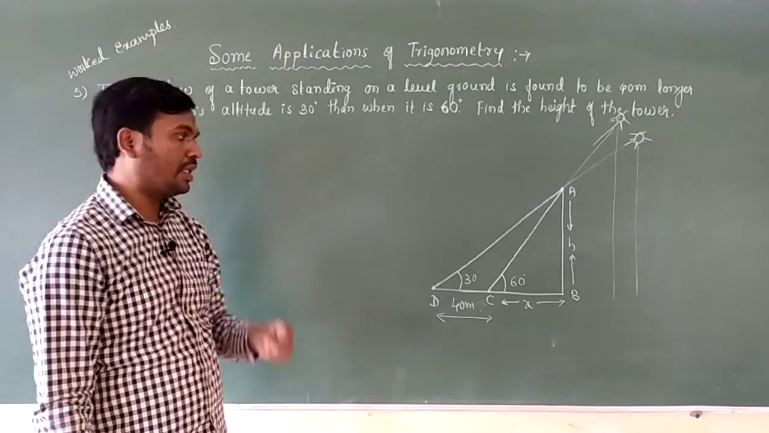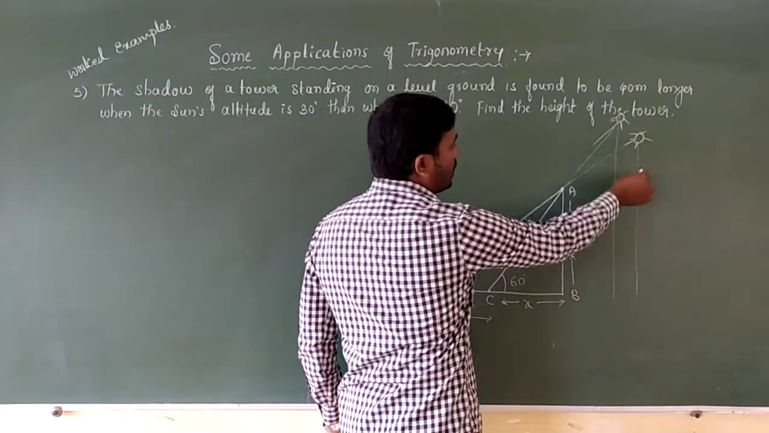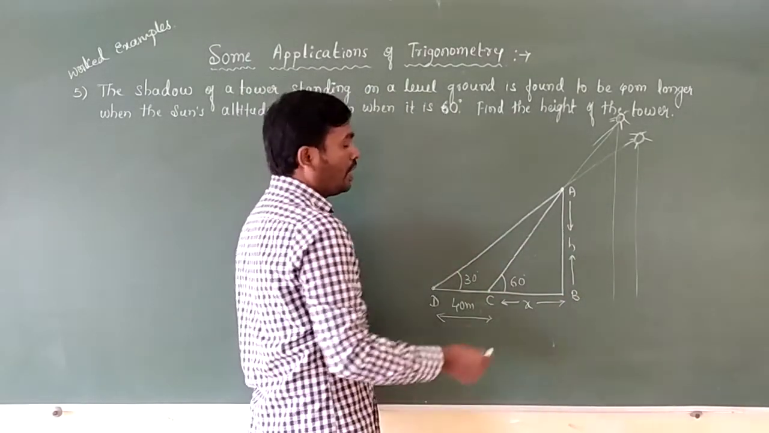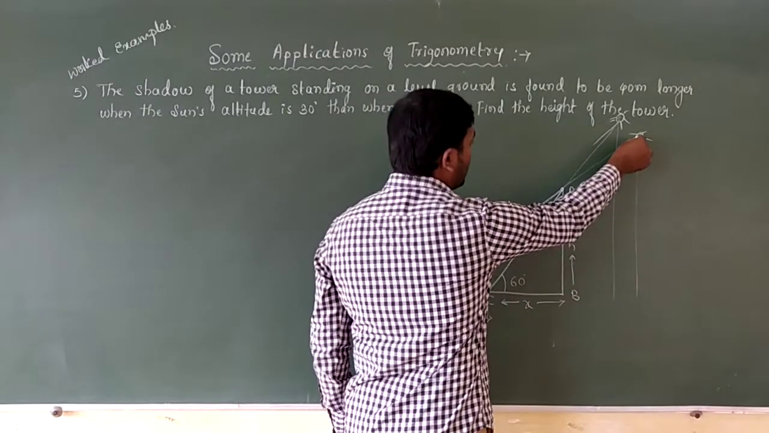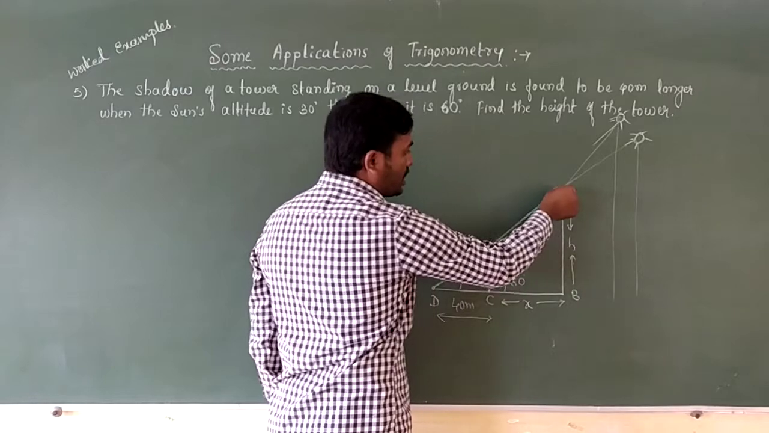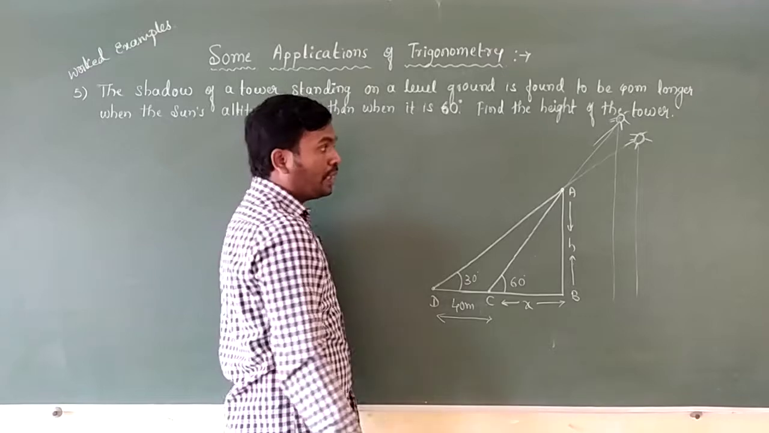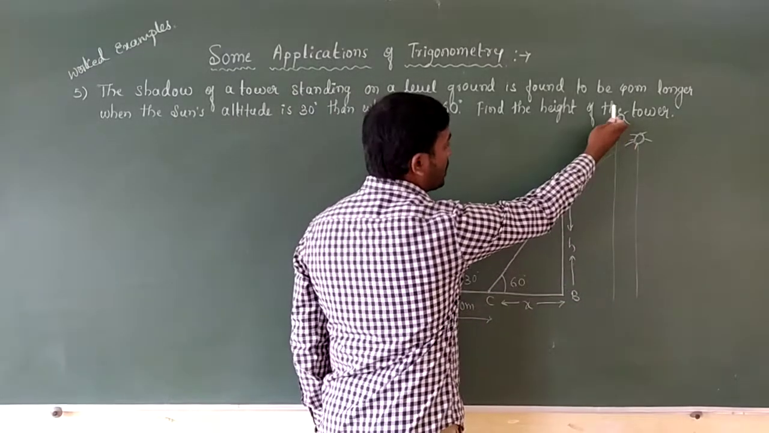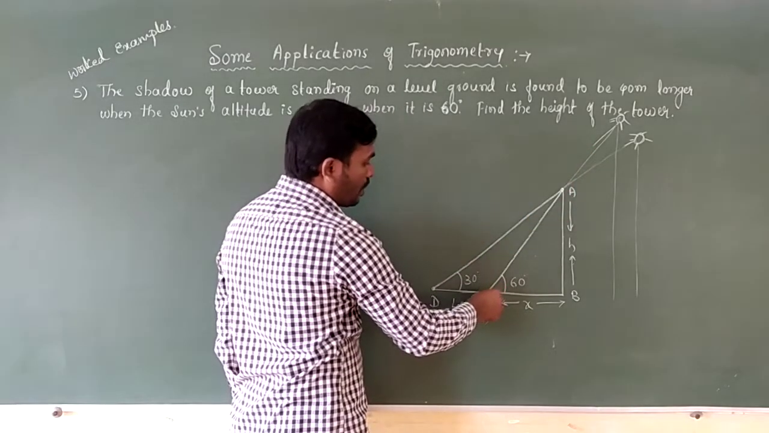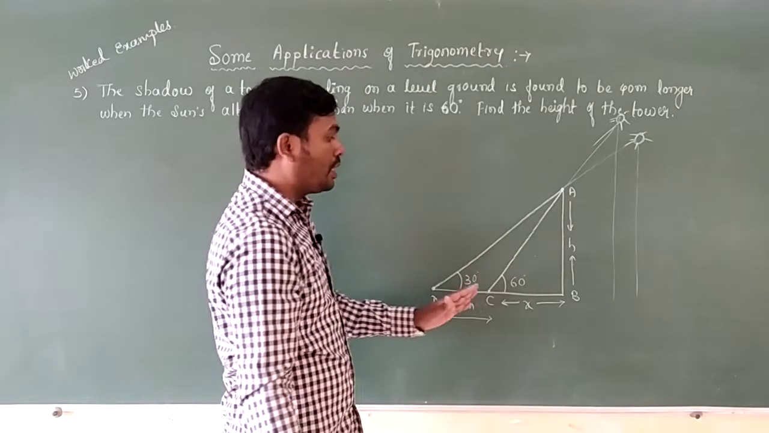Here a small trick is there, children. Let us consider these two are the suns. They are at different altitudes. When the sun's altitude is at this position, the ray of light falling on this makes a shadow from B to D. When the sun's altitude changes from this position to this position, the shadow is formed at the position C, from B to C. This is the condition.